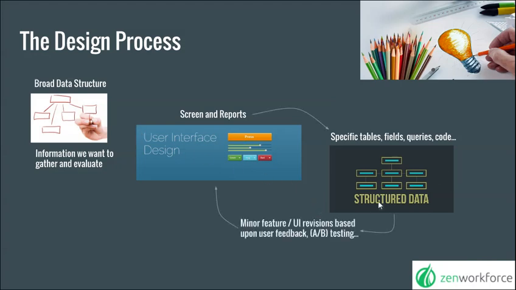So once this is all in place, then there are times when we have minor revisions, and it won't typically impact the broader data structure. However, it would usually involve some screen changes and specific tables, fields, or queries or code to be revised. This would be considered a minor user interface change. You find this often with A/B testing.